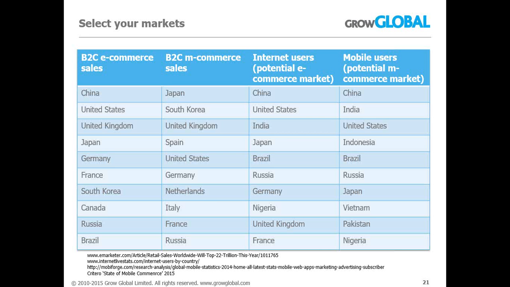But there are 4 important factors which we've got on this slide here for selling online, which might be the volume of overall e-commerce and m-commerce sales, which you see in the first 2 columns there, and the number of internet users. This could be your potential e-commerce market, and the number of mobile internet users, which will be your potential m-commerce market. And you can see the spread of different countries that you might find that you can do good business in online there.